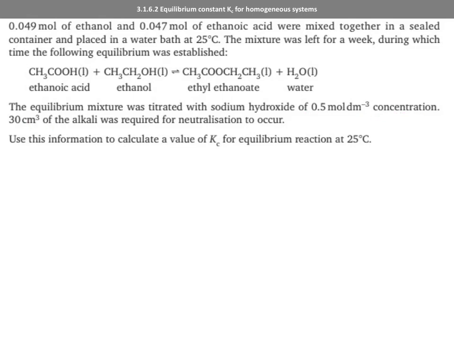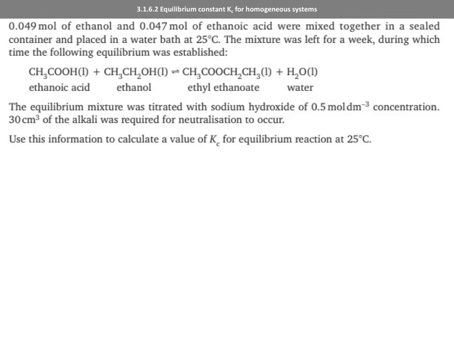So what that's saying is this amount of alkali, the 0.5 moles per decimeter cubed concentration with 30 centimeters cubed of alkali, was required to neutralize, and it must be to neutralize the ethanoic acid. So essentially they're giving us the information to know how much ethanoic acid there was at equilibrium. All right, so that's another piece of information. That's actually the first thing that we've got to do.